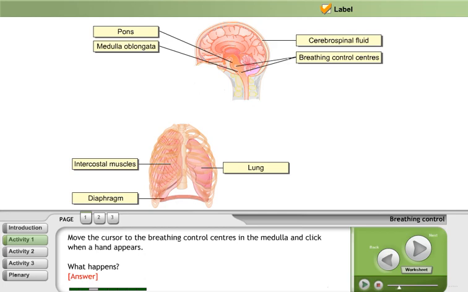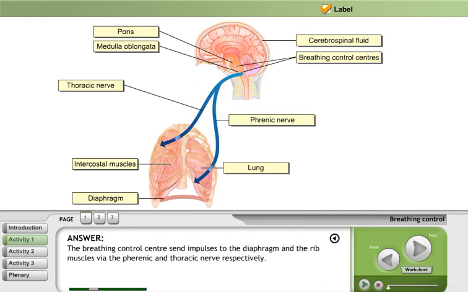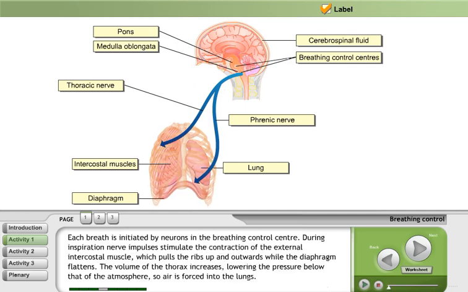Move the cursor to the breathing control centers in the medulla and click when a hand appears. What happens? Answer: the breathing control center sends impulses to the diaphragm and the rib muscles via the phrenic and thoracic nerve respectively. Each breath is initiated by neurons in the breathing control center.